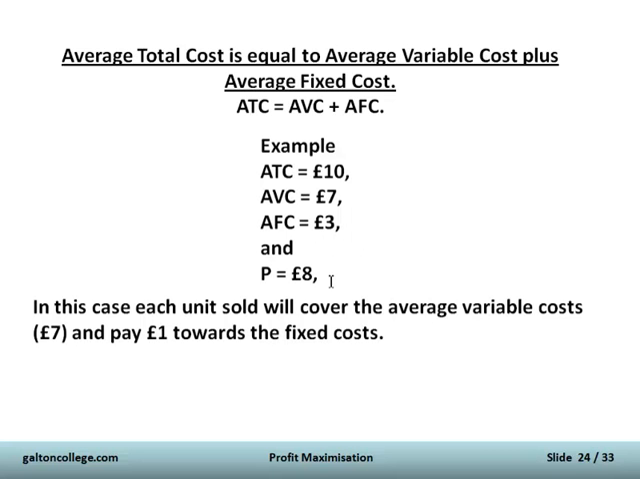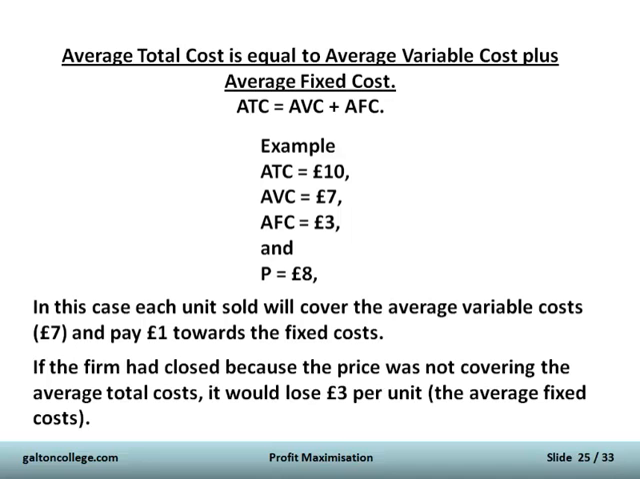The alternative would be to close the company down, and then the people are stuck with the assets, with the machines, the buildings and so on, which they have to sell off, maybe at a reduced price, which will be perhaps an enormous loss to the company. If the firm did close down, it would not be receiving the contribution, and it would lose the £3 on every unit.